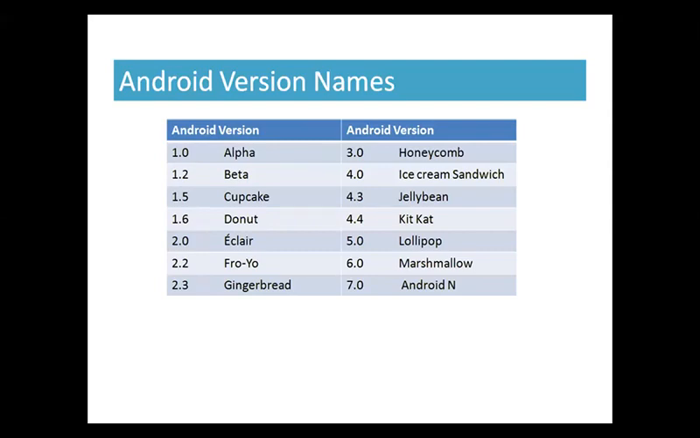Right now we are putting Android N, but in a couple of months we are going to change it into some other name, a chocolate flavor name, like that. Okay, that is what we have here, guys.